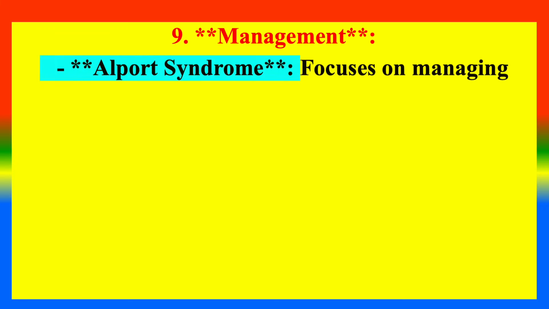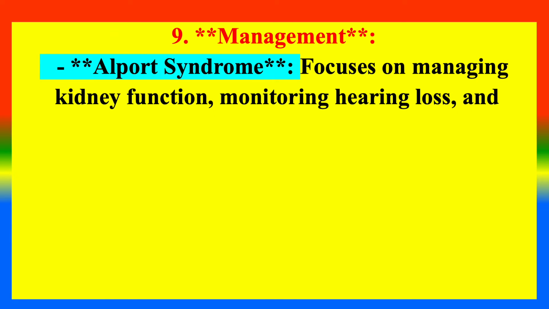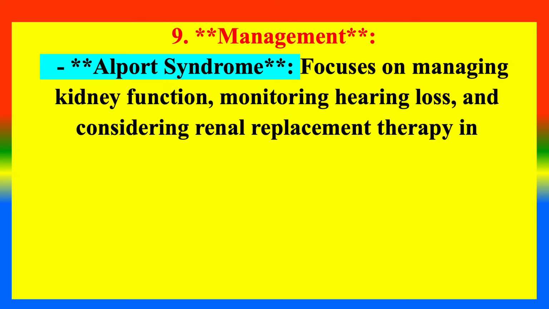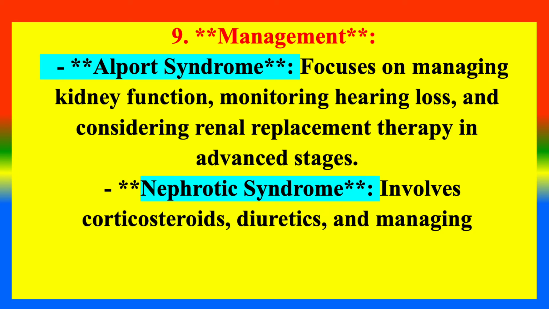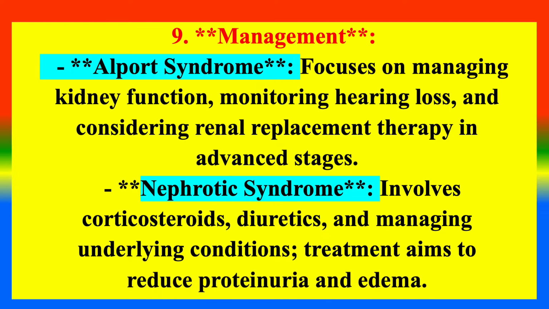9. Management. Alport syndrome focuses on managing kidney function, monitoring hearing loss, and considering renal replacement therapy in advanced stages. Nephrotic syndrome involves corticosteroids, diuretics, and managing underlying conditions. Treatment aims to reduce proteinuria and edema.